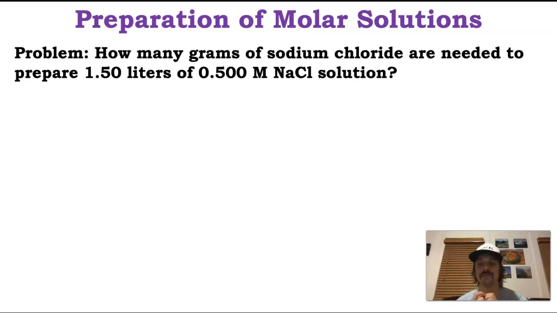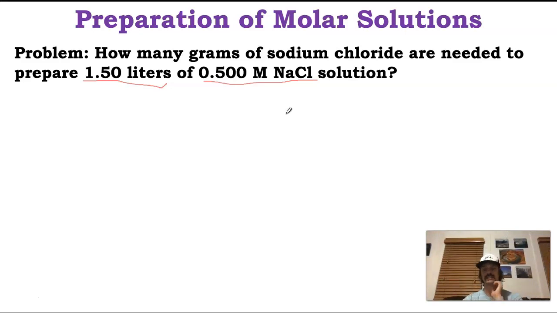So we need to make, our boss tells us, he needs to do an experiment, 1.5 liters of 0.5 molarity sodium chloride. I need to prepare that so that I can do a lab, or so that I have it. Now I need to figure out how much solid do I need to dissolve to make that solution.